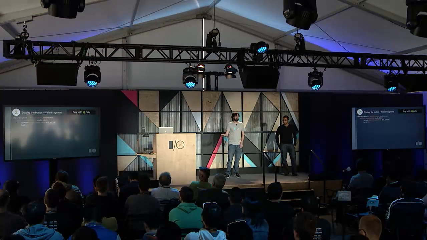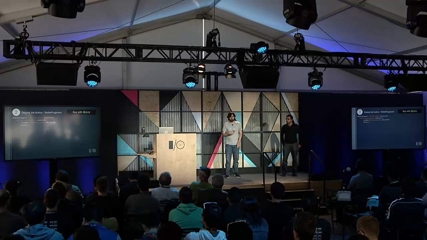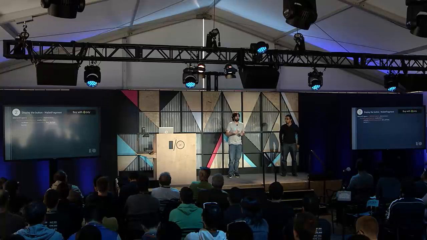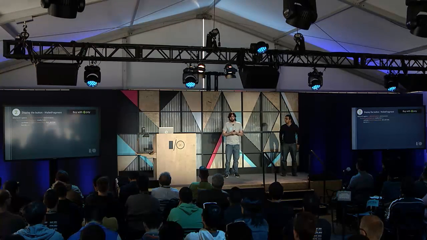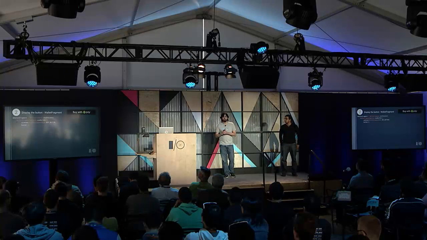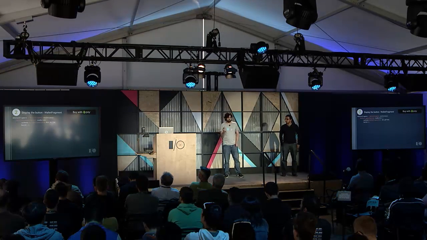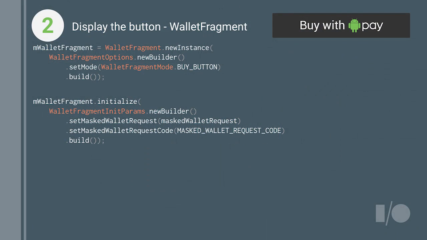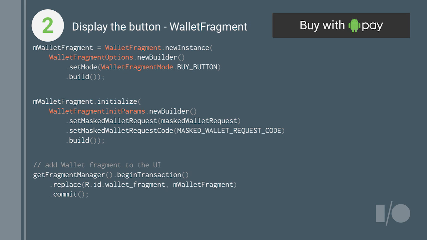Now, we know there are several kinds of purchase experiences out there. So if your checkout doesn't have a checkout button like this, you are free to call the loadMaskedWallet API yourself. But if you're using a button like this, we highly recommend you use the wallet fragment. OK, so how do you use the wallet fragment? It's basically three simple steps. The first one, as you can see here, is to create the wallet fragment. The second one is to initialize it with the MaskedWalletRequest, so it can call the loadMaskedWallet API on your behalf and prompt the user for the card and shipping information. And the last step is to add it to your layout as you would add any other fragment, through the FragmentManager and a fragment transaction.